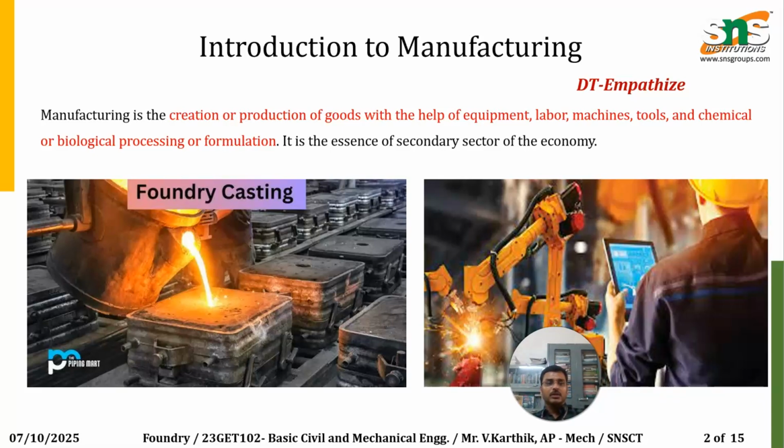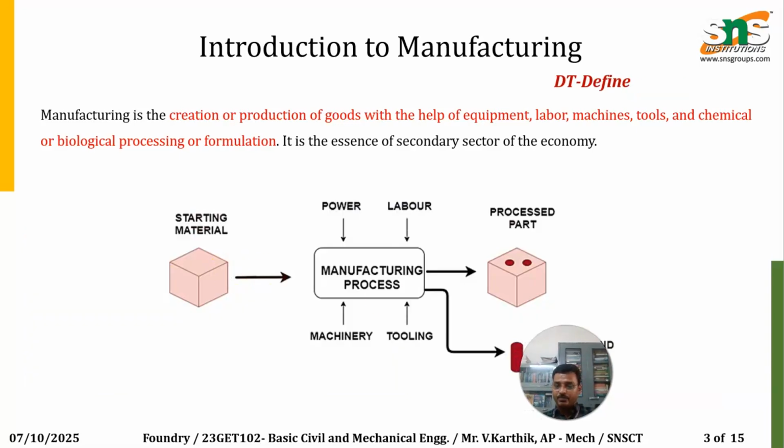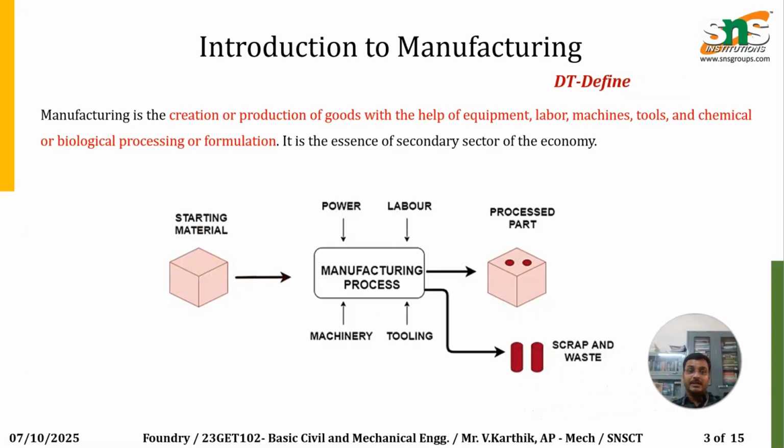Here, the definition is that manufacturing is the product creation or production of goods with the help of equipment, labor, machines, tools, and chemical or biological processing of formulations. This is the essence of the secondary sector of the economy. Manufacturing is the process where the starting material, with power, labor, machinery, and tooling, will be completed as a processed product, and the remaining waste or scrap will be disposed.